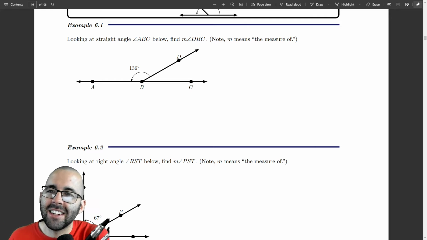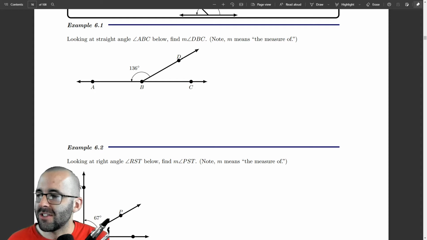Let's do an example. Example 6.1. So look at the straight angle ABC. Remember ABC? This is a straight angle because it forms 180 degrees total. Find the measure of Dragon Ball Z. All right, that was really stupid. Find the measure of, so M is the measure of DBC, okay? So DBC is this angle right here.